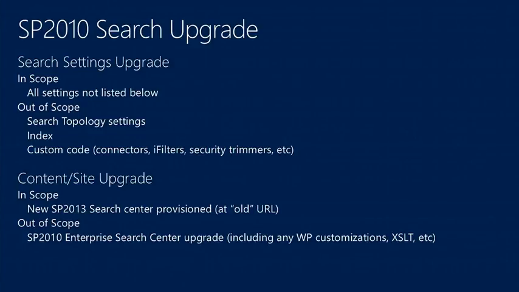And then from a content perspective, literally what we do is we provision a 2013 search center at the old URL of the 2010 one when you go in and do your site collection upgrade that Wayne is going to talk about tomorrow. Things that are out of scope, so if you've got an enterprise search center including custom XSLT or custom web part properties, you're going to lose all of that. As you saw in Wayne's session, it's a very different experience now in search. So anything, if you've been writing your own XSLT, just expect all that to go.